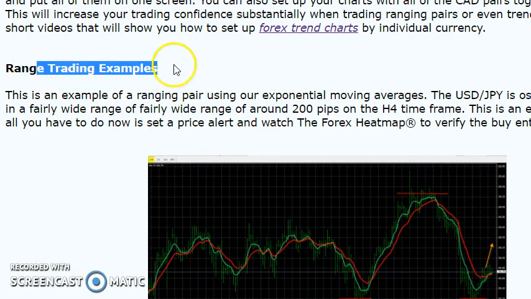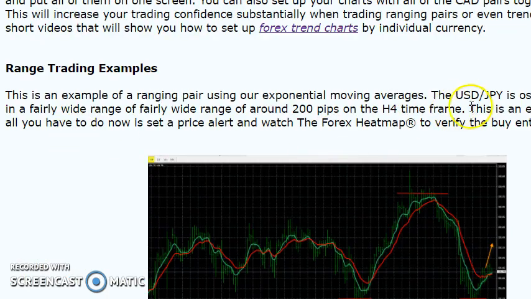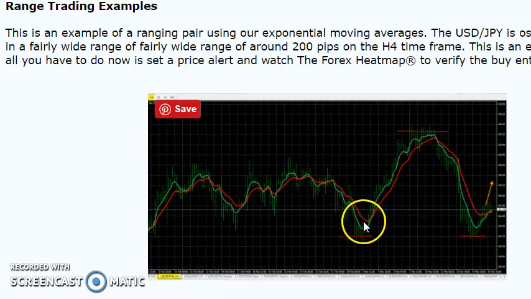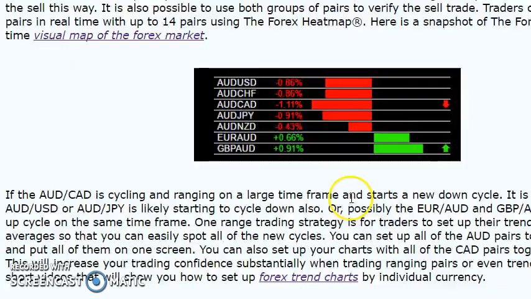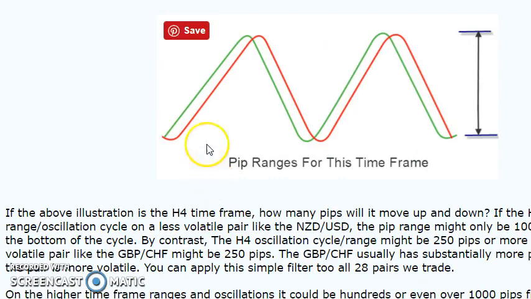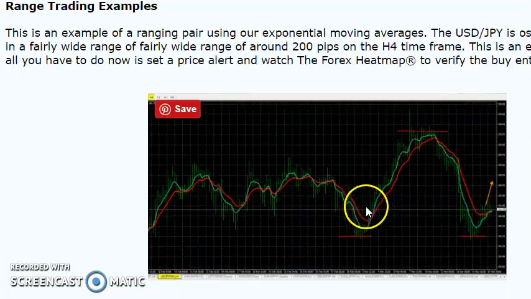So let's look at some examples. This is the USD yen, and this is the H4 time frame. And these oscillation cycles starting here, this is 200 pips from top to bottom. Remember, we looked at this example here. Let's see how big the oscillation cycle is, the range is. And the range is 200 pips.